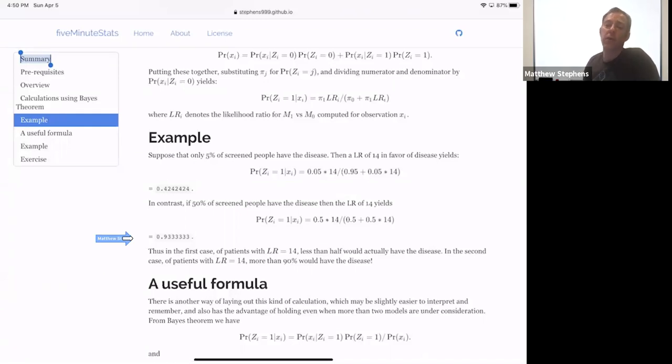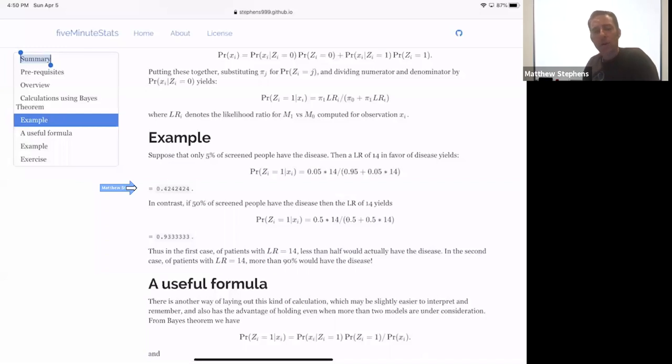Whereas if beforehand you have reasons to be skeptical that the individual is diseased, maybe most people are not diseased, then a likelihood ratio of 14 might not be enough to outweigh that. In fact, in this first example, a likelihood ratio of 14 still wasn't enough to convince you that there was more than a 50% chance that the individual was diseased.